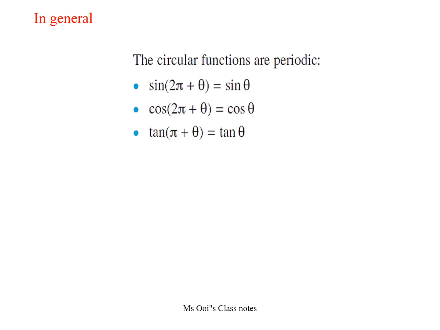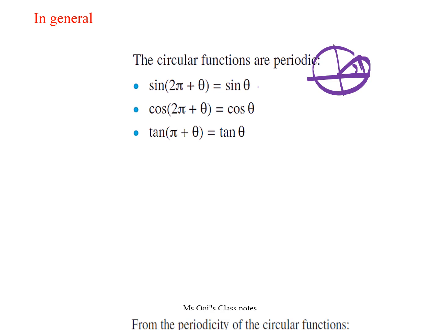So in general, sine theta is equal to sine of theta plus 2 pi. Basically, if I add 2 pi, it doesn't change my y coordinate. So sine of theta plus 2 pi is the same as sine theta. Cos theta is the same as cos of theta plus 2 pi. You come back to the same spot. And tangent theta is the same as tangent of pi plus theta.